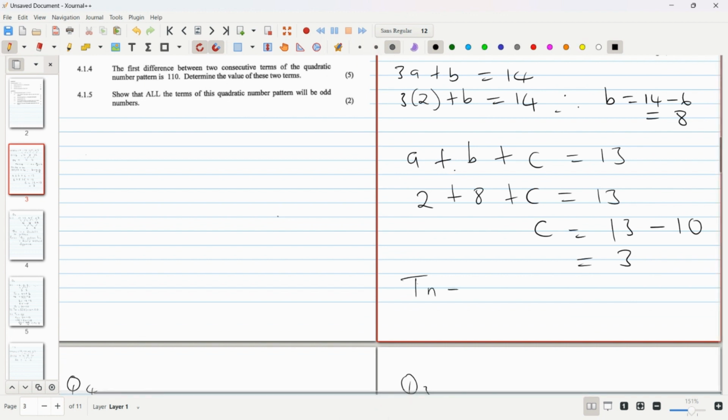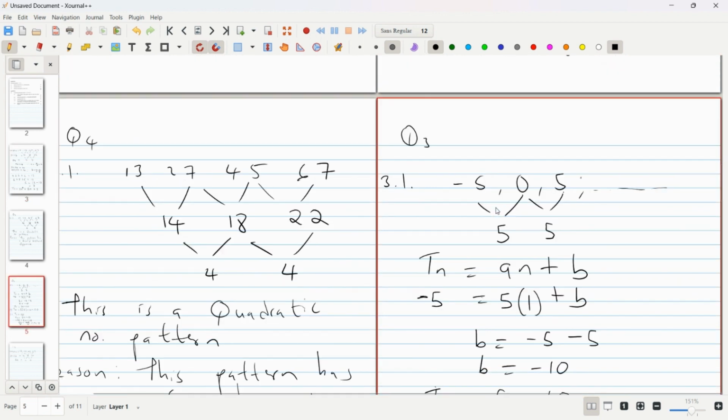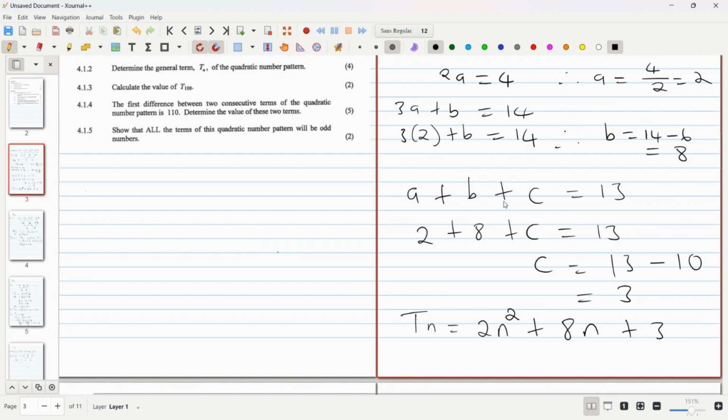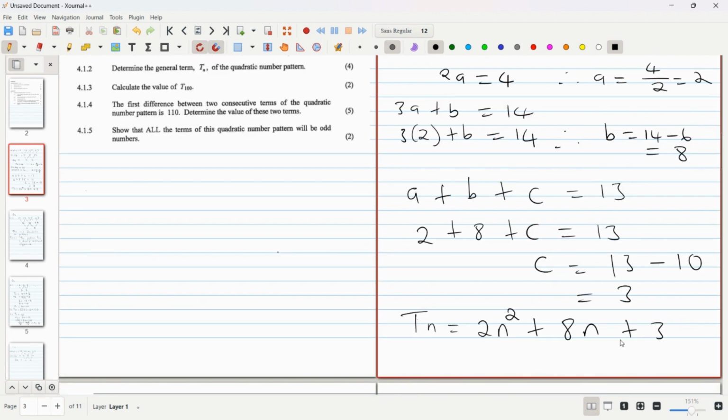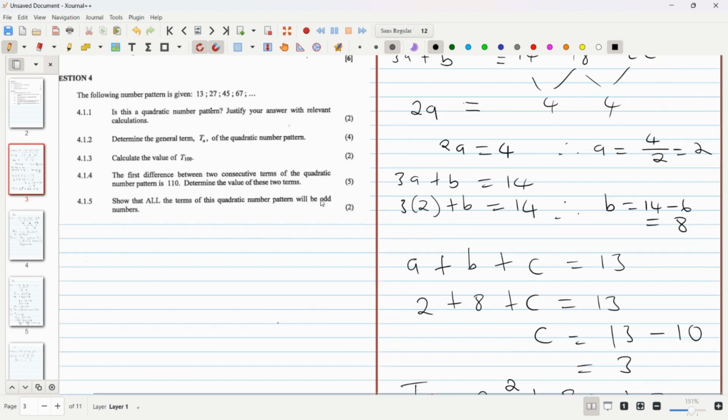So this means that our general formula for the general term will be, our a is 2, so we have 2n squared, plus b is 8, right? So 8n, plus 3. So this is our general formula. Okay, so we have our general formula as this here, as it was requested here.